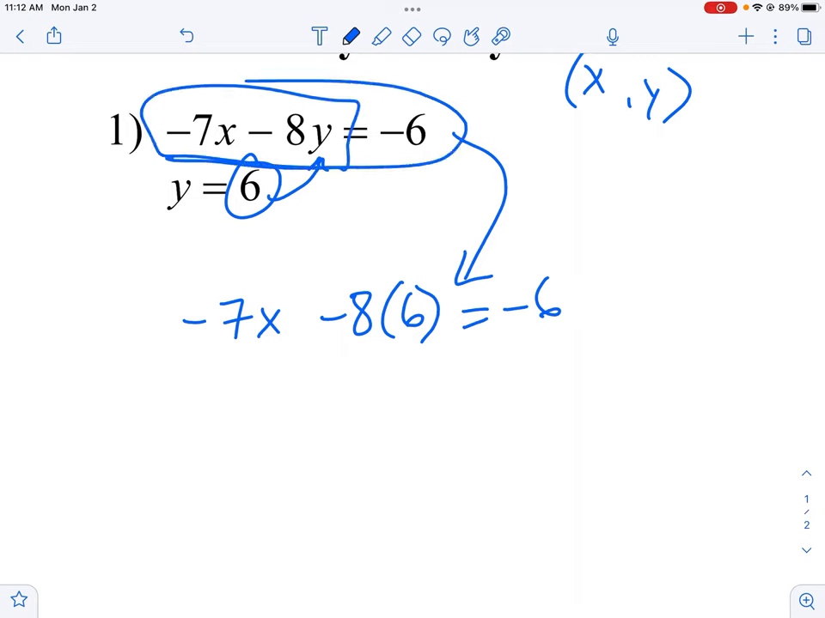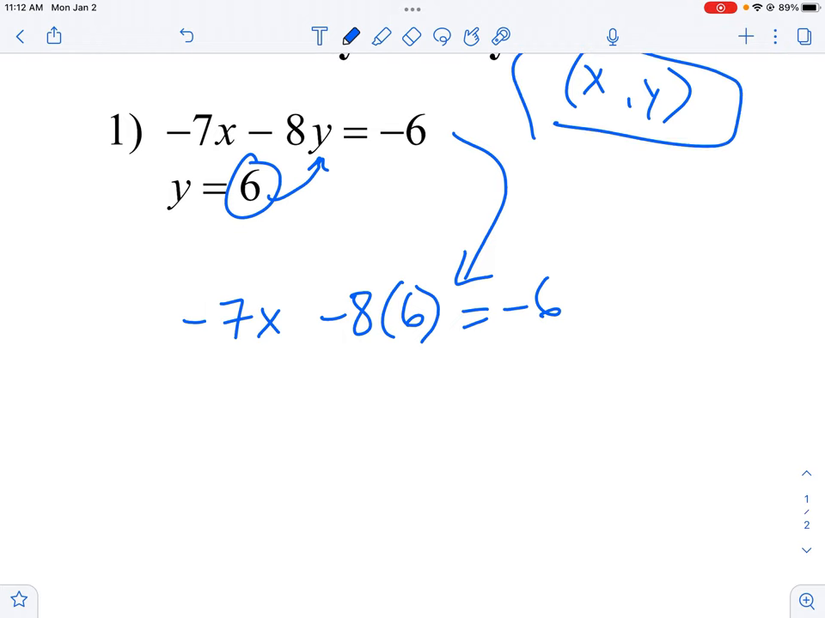Previously, this whole equation had infinitely many solutions. And we just want one, right? We need to find the one point that works in both equations. So substituting helps us get rid of a variable. So now we're going to go through the rest of the process of solving this.